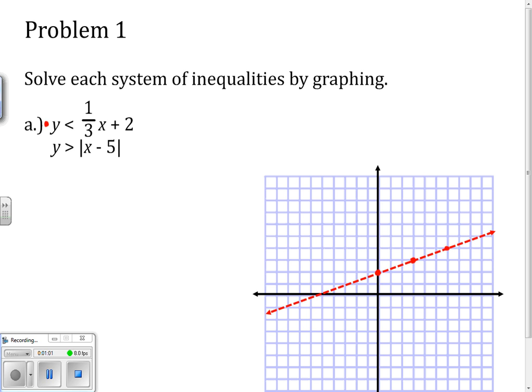The shading on this one is less than, so I'll try my best to show you what that means. Less than means go to the y-intercept shade down, so that ends up being all of this area here.